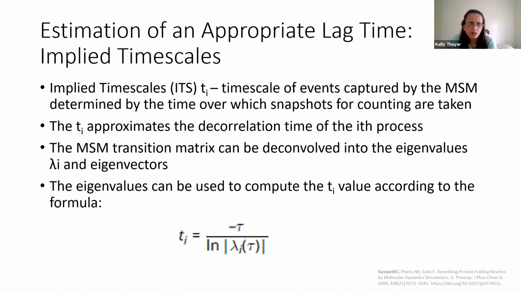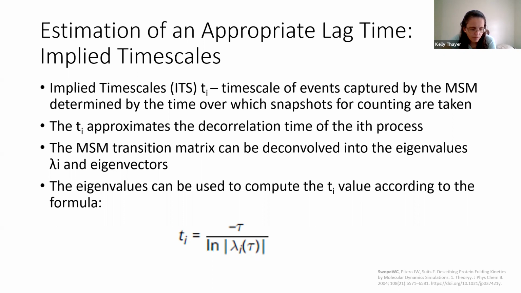So the implied timescales, or ITS, is the timescale of events captured by the Markov State Model, determined by the time over which the snapshots for counting are taken. That's something that we've seen on a couple of these toy examples. The t_i is going to approximate the decorrelation time of the ith process. That is, what are the distinct properties that happen, and we don't want to look at the transitions between the same state and the same state all the time.